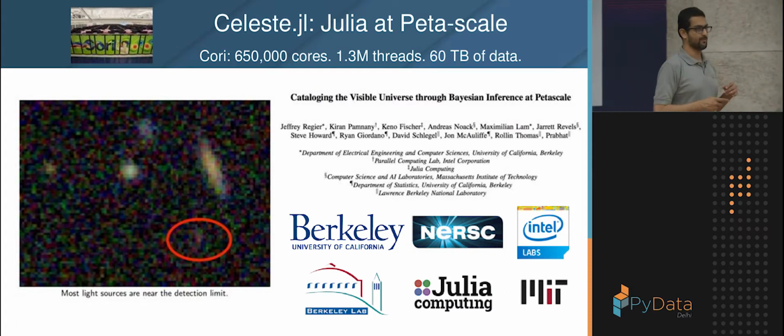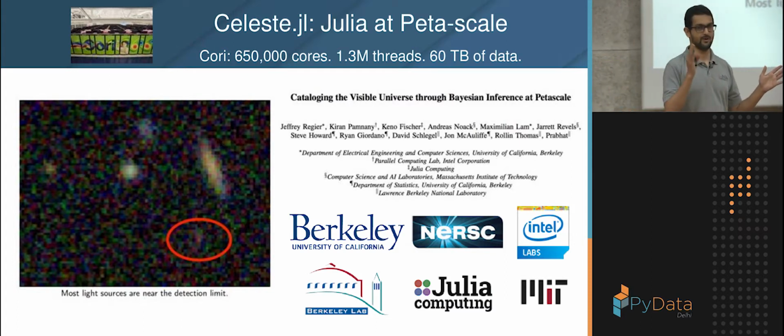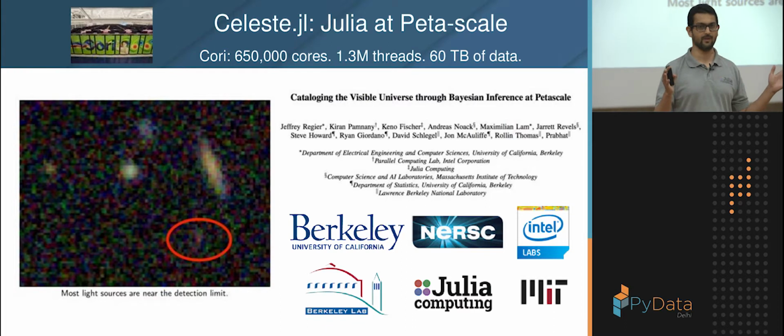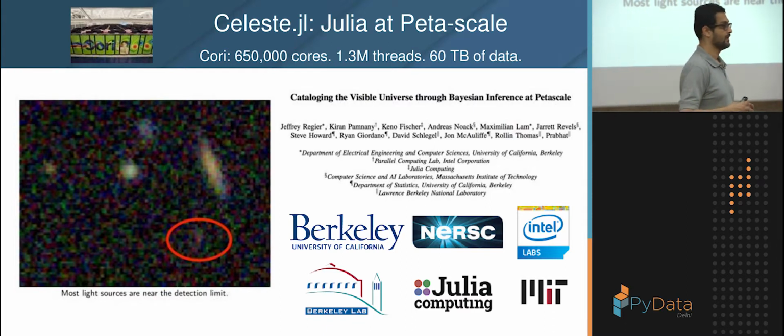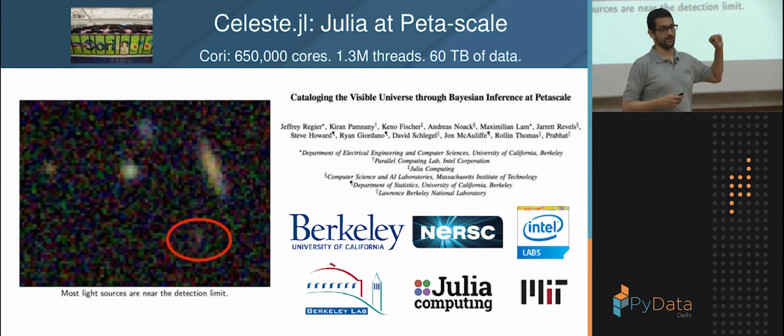So keep these two points in mind as we go forward: automatic differentiation and running on high performance hardware. If you can do these things, you can solve all kinds of interesting problems that are not possible to solve today. Celeste is a project, an astronomy application, that we ran in Julia.